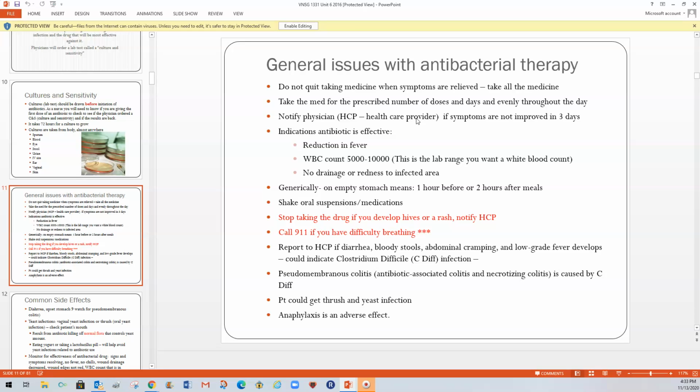Generally, you take these on an empty stomach or one hour before or 2 hours after meals. Shake up the oral suspensions, of course. If you start getting hives or itching, stop taking the med and notify your doctor. Call 911 if you're having breathing difficulty. Report if any of these side effects, bloody stools, cramping, low-grade fever, because you can have C. diff, which we're going to talk about later.